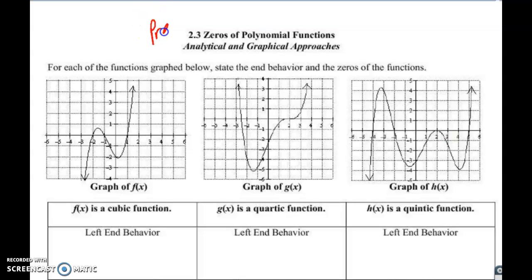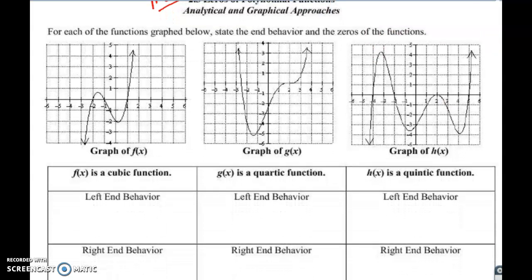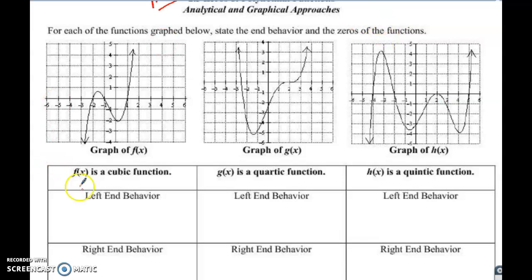Welcome back, Pre-Calc. We're working on 2.3, finding zeros. Also talking about the type of graphs that we're looking at, the end behavior, and something else. And I'm going to probably give away a few things without you examining them. But they tell you f of x is a cubic. One note to point out here is that can be verified by the number of zeros that you see.